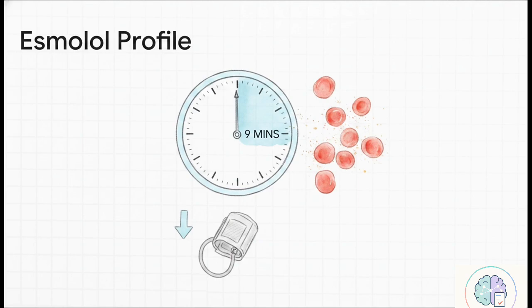Next up is esmolol, a cardioselective short-acting beta blocker. Esmolol is truly fascinating because it's metabolized by red blood cell esterases. This gives it an ultra-short elimination half-life of just 9 minutes. Think about how fast that is. While bronchospasm is less likely here than with other beta blockers, you still need to avoid it in CHF. The major side effect is dose-related hypotension, which hits up to 50% of patients. But thankfully, because of that rapid 9-minute half-life, the hypotension usually resolves within 30 minutes of just stopping the drug.